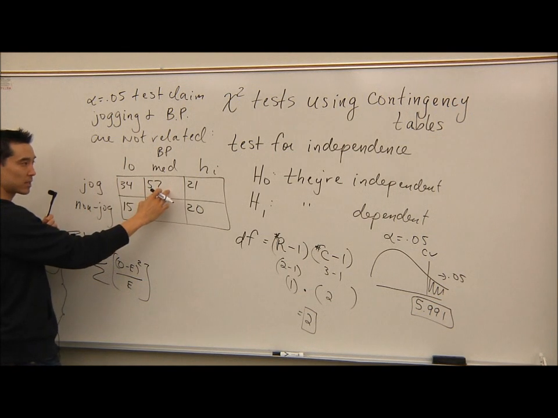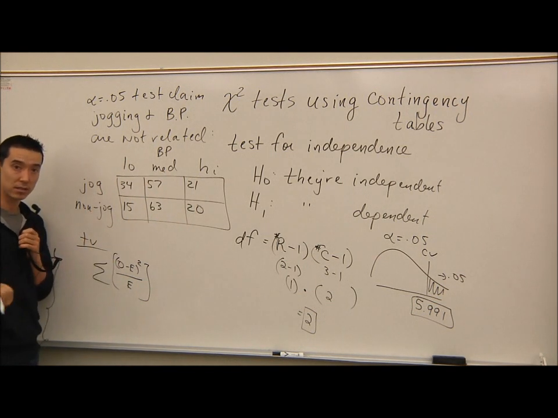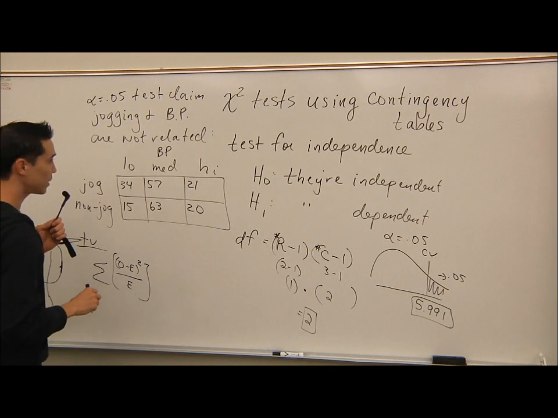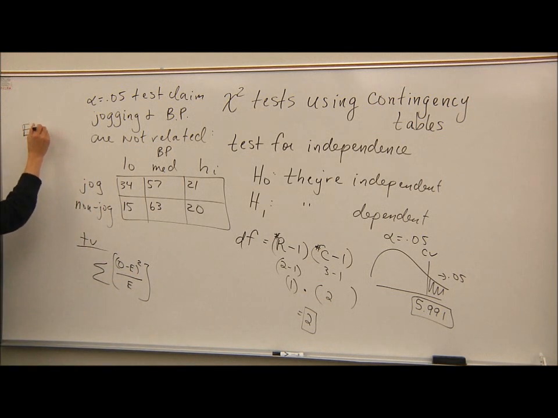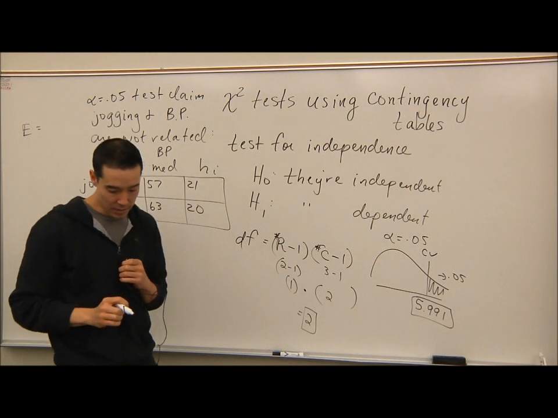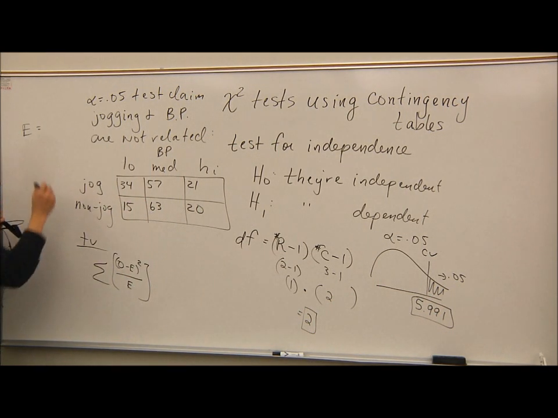We're also going to have expected value for medium blood pressure joggers, and so on and so forth. For all 6 of these, we'll have an expected value that we figure out, okay? And that formula is, I'll squeeze it in over here. Here's how you find your expected value. You take the row sum times the column sum and divide it by the grand sum, all right?